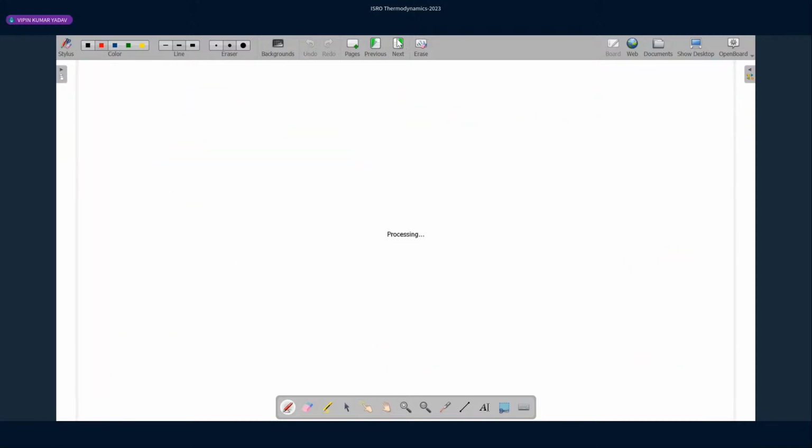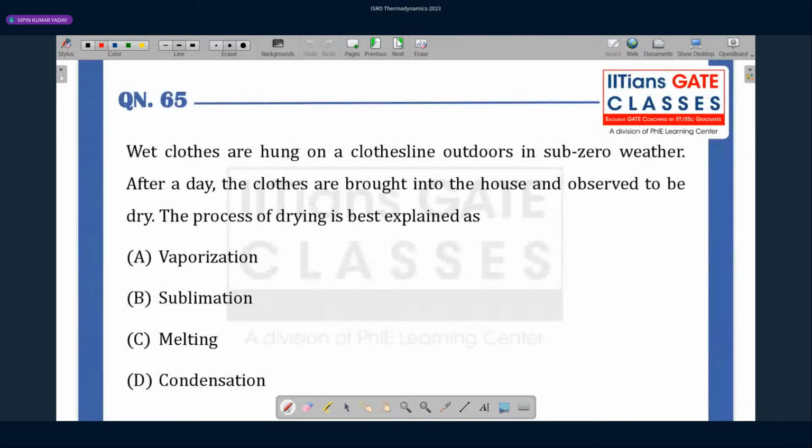Now let's go to the next question. This is also a conceptual question. Wet clothes are hung on a clothesline outdoors in sub-zero weather. What do you mean by sub-zero? Negative temperatures, less than zero. After a day, the clothes are brought into the house and are observed to be dry. The process of drying is best explained by... How can you explain that the clothes are dry in sub-zero weather?